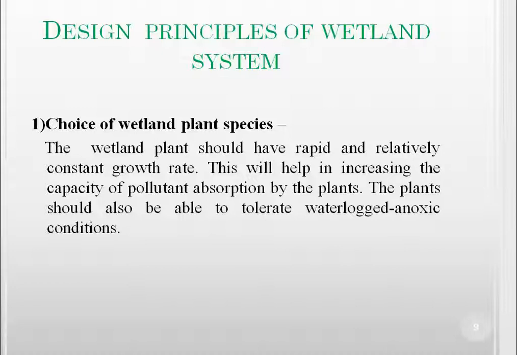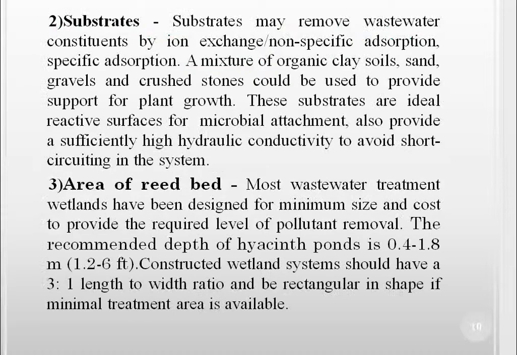Design principles of wetland system. Choice of wetland species. The wetland plant should have a rapid and relatively constant growth rate. This will help in increasing the capacity of pollutant absorption by the plants. The plants should also be able to tolerate waterlogged anoxic conditions. Substrates. Substrates may remove wastewater constituents by ion exchange or non-specific adsorption. For specific absorption, the mixture should be gravels and crushed stones. These substrates are an ideal reactive surface for microbial attachment.